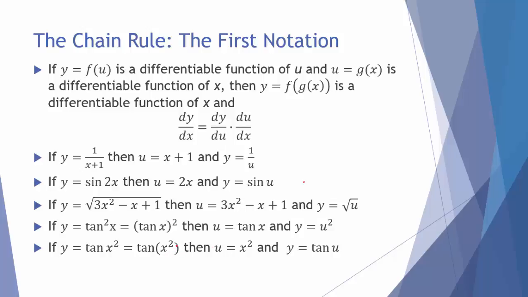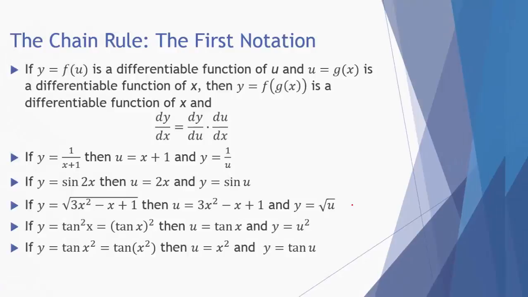That means your inside function this time is your x squared, and your outside function is the tangent function. So it's the tangent of the inside function. So that's a little bit of an explanation of that notation. We haven't actually taken any derivatives yet. We're just trying to understand what the notation says.